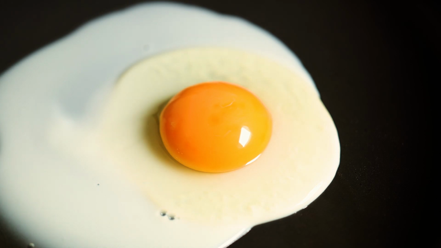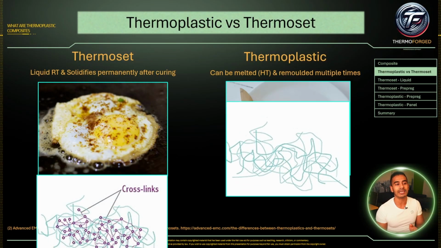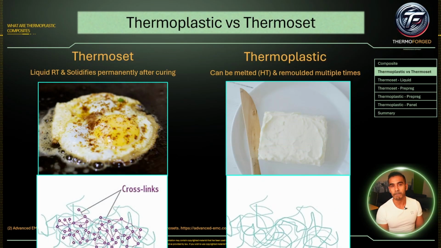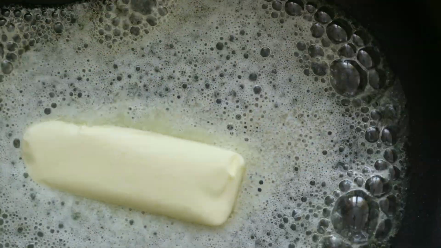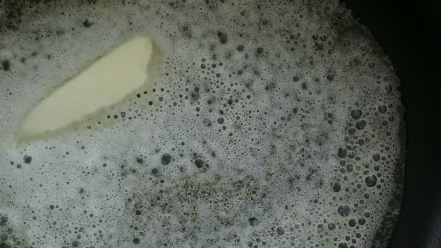The other side of the coin would be thermoplastic composites, which are actually a solid at room temperature. You have to apply heat to it to get it to a liquid state, and then it will re-solidify when you bring it back to room temperature, but you can do that over and over again. The analogy here is very similar to butter, where butter is solid at room temperature, and then you can melt it and put it in different shapes and remold it multiple times.